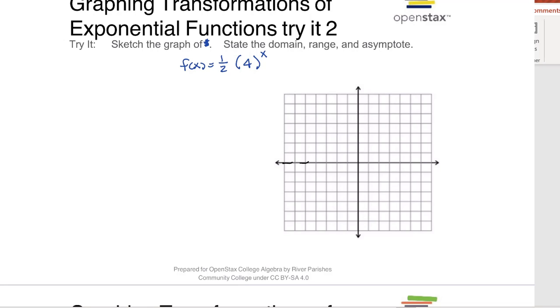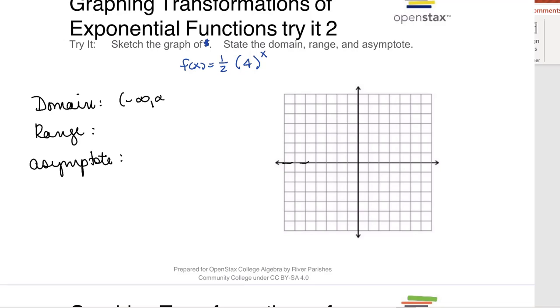Okay, so let's look at this one. Let's state the domain and the range and the asymptote. Okay, so the domain is still negative infinity to infinity. The range, since we're not adding anything here, is from 0 to infinity. And the asymptote is at y equals 0.